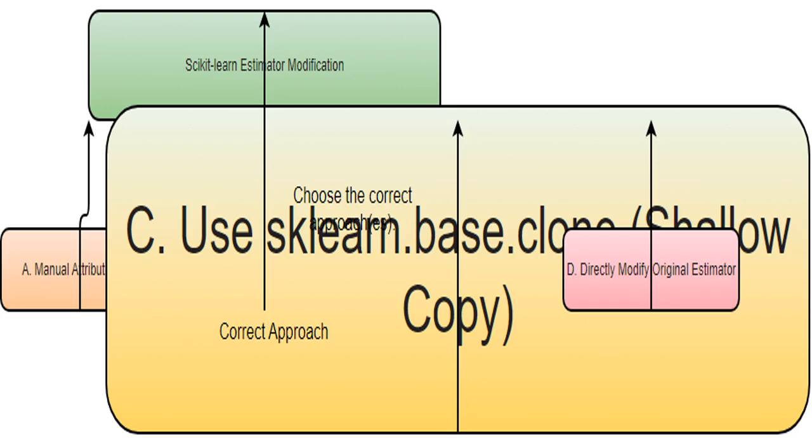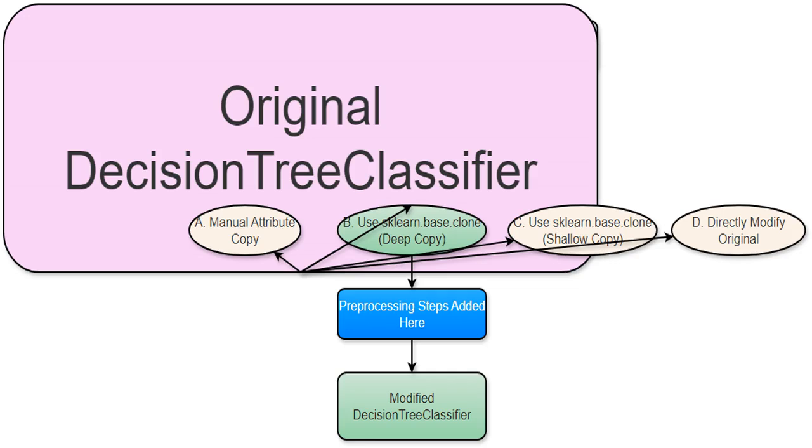A shallow copy is a problem. It only copies the top-level references, not the actual data. Modifying the copy would also change the original, which I'm trying to avoid. It's like sharing a Google Doc. Any changes you make will affect everyone else. This is your starting point.